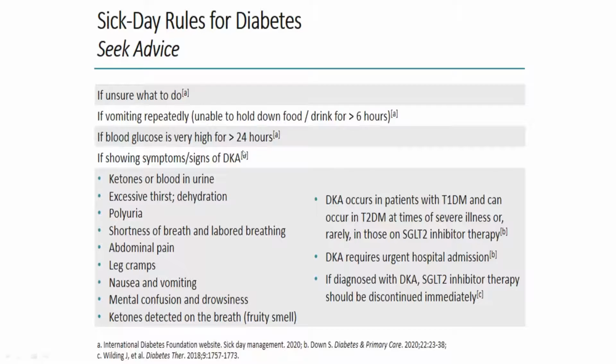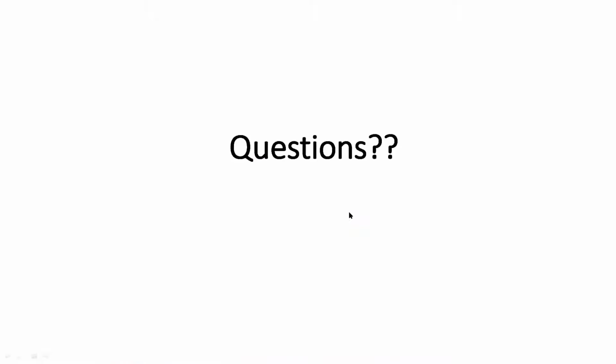If your blood sugar is very high for more than 24 hours, or if you're showing signs of decompensation, such as ketones in the blood or in the urine, excessive thirst, polyuria we talked about, shortness of breath, abdominal pain, mental confusion, or a fruity smell, contact your healthcare provider because you may need hospital admission.